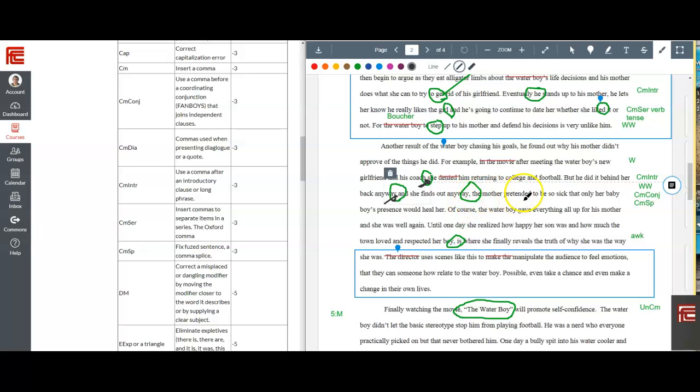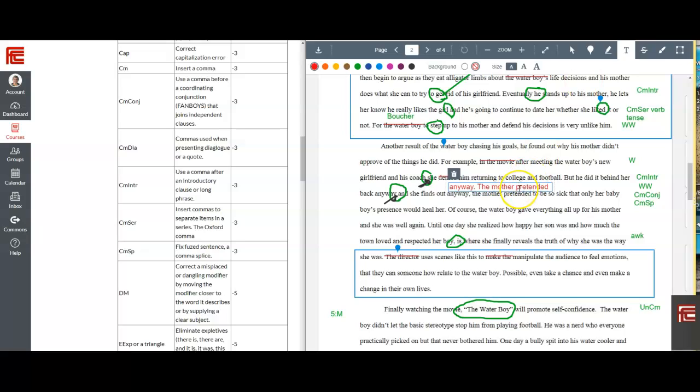So what's happened is the student has used a comma to join an independent clause to another independent clause, and that comma cannot do that. It's not strong enough. So the way to correct this, probably the best way, is to remove the comma, replace the comma with a period, and start a new sentence. The mother pretended. Okay?